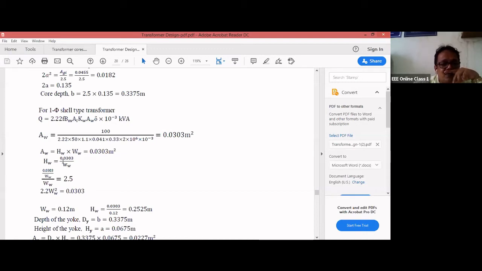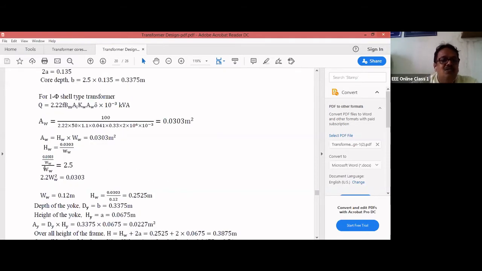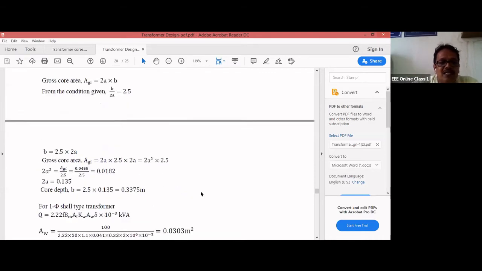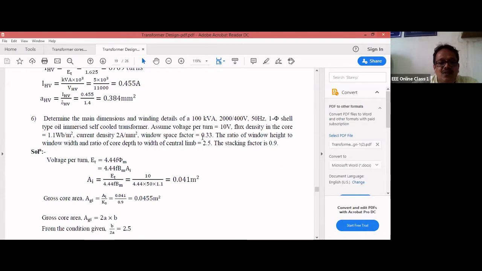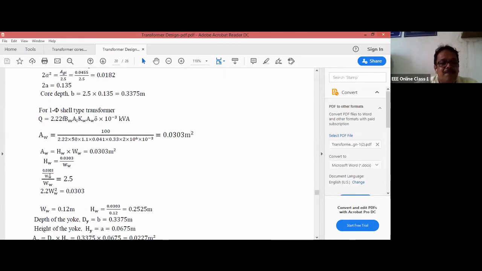From this, try to get Hw. So Hw is equal to 0.0303 divided by Ww. You know the relation from the condition: Hw by Ww is equal to 2.5. So substitute for Hw here. One step I missed here: Hw by Ww is equal to 2.5 from the condition. So from the condition, the window height to window width is 2.5. Use that relation.